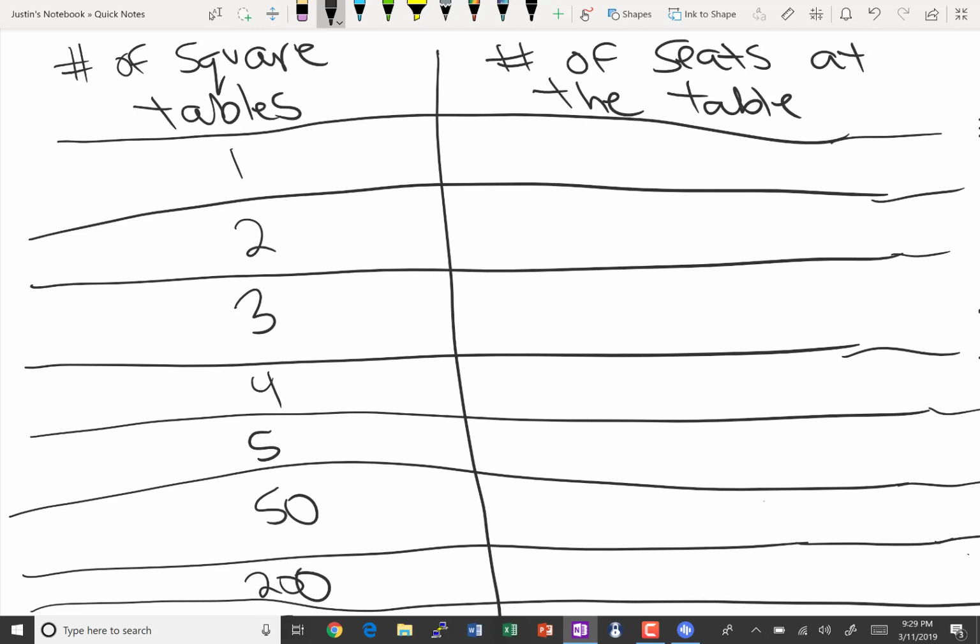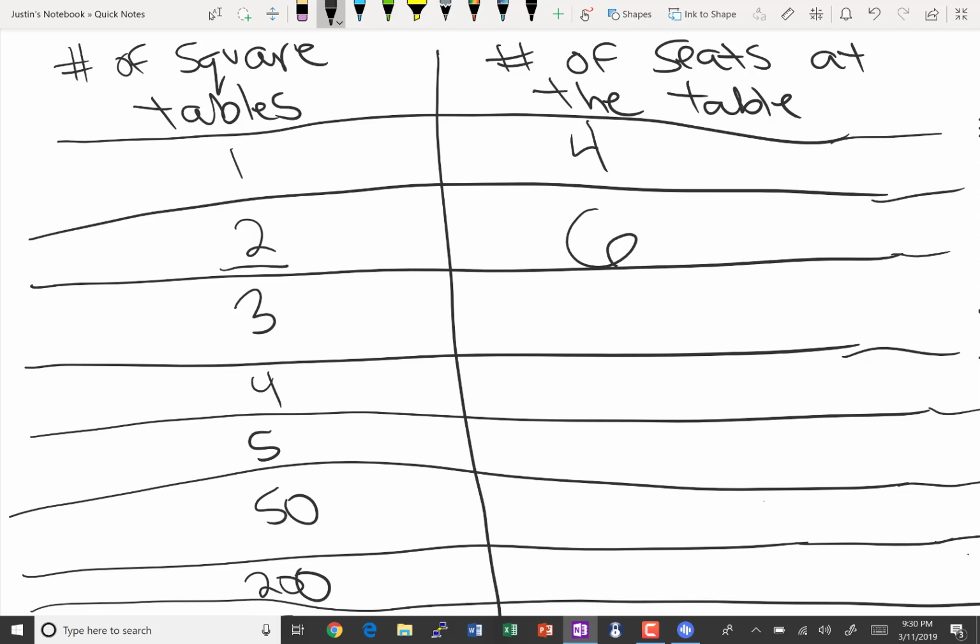It says that only one chair fits along the side of the square table. So how many sides do you see on the first one, the first box that's all by itself? Count them, and that'll be the number of seats. There's 4. All you have to do is count the sides for each square. Look at the second one, where 2 tables are pushed together. You have 2 on the top, 2 on the bottom, and then 1 on each side. So that's a total of 6 seats able to fit at that table.